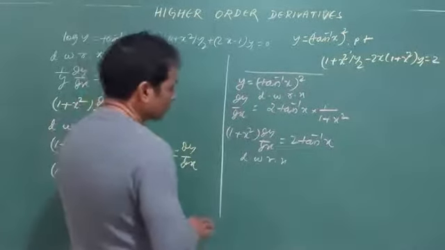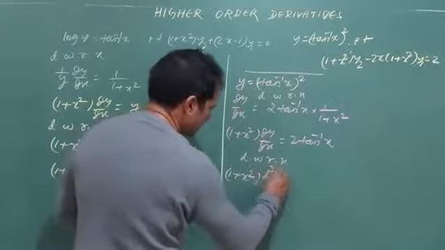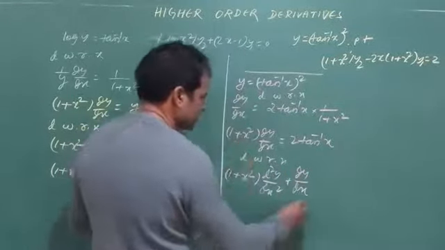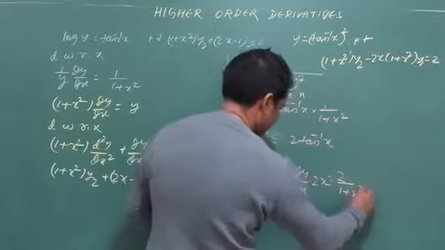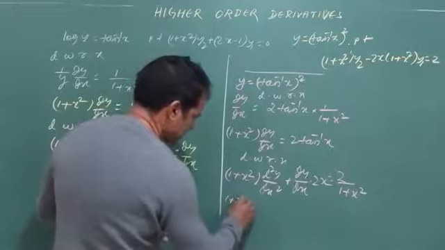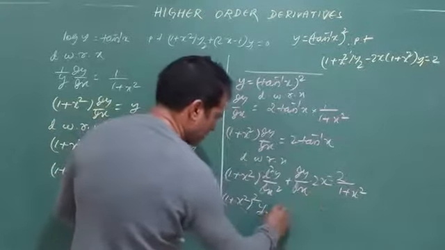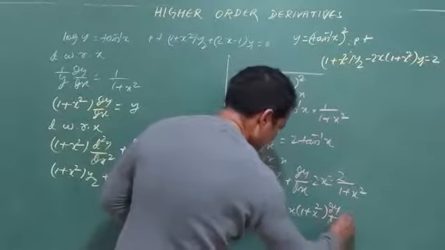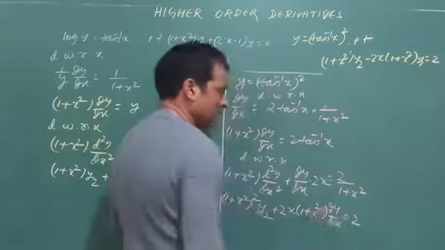So again go for the derivative. (1 plus x square) into d2y by dx2 plus dy by dx into the derivative of 1 plus x square, that is 2x, is equal to 2 by 1 plus x square. Multiply that one to this side: (1 plus x square) whole square d2y by dx2 plus 2x into (1 plus x square) dy by dx is equal to 2. You see, you got your proof. You can replace it by y1. Replace it by y1. You got your answer.